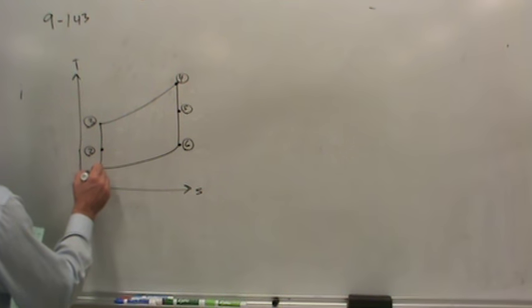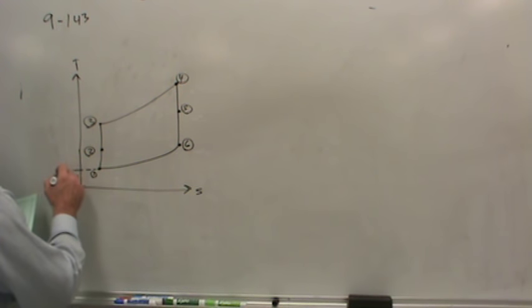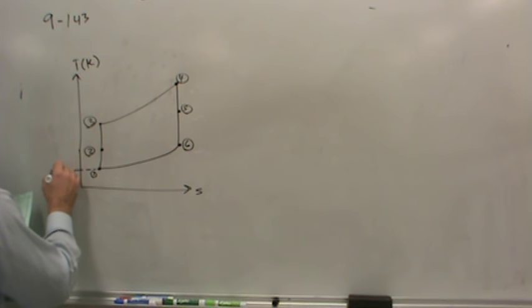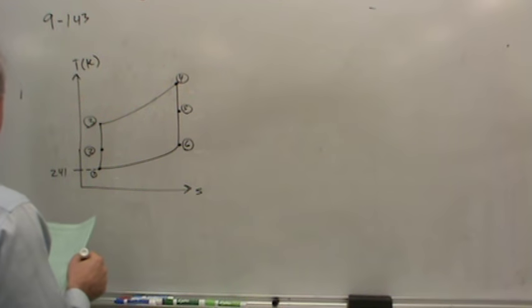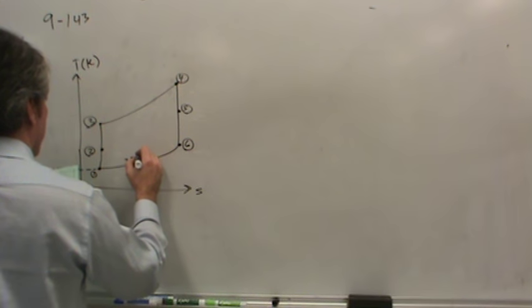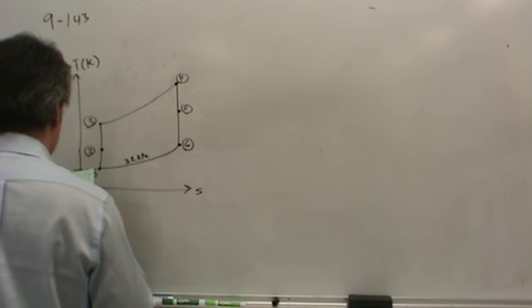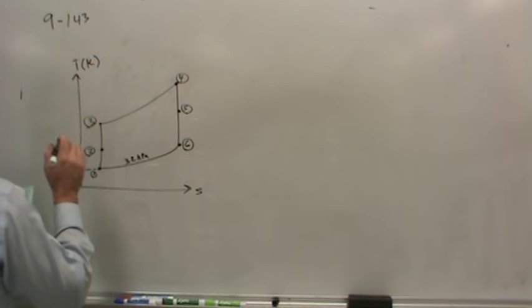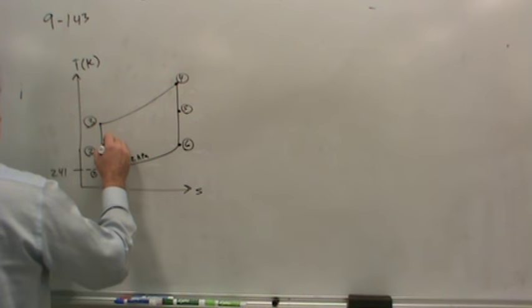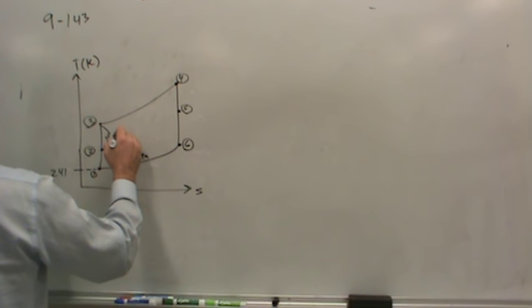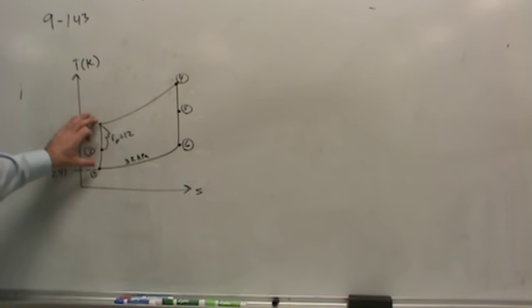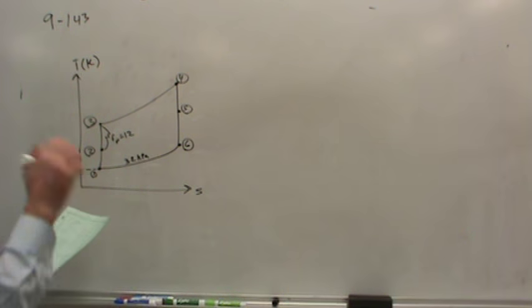Now, we're given a few things. The temperature at the inlet to the engine is negative 32 Celsius. I'm going to go ahead and just convert that to Kelvin and write it down. It's 241 Kelvin. The pressure at state 1, or on the low pressure side, is 32 kilopascals. That's the local atmospheric pressure. You have to be careful here. The pressure ratio across the compressor is 12. That's not the pressure ratio across the cycle. That's just across the compressor.